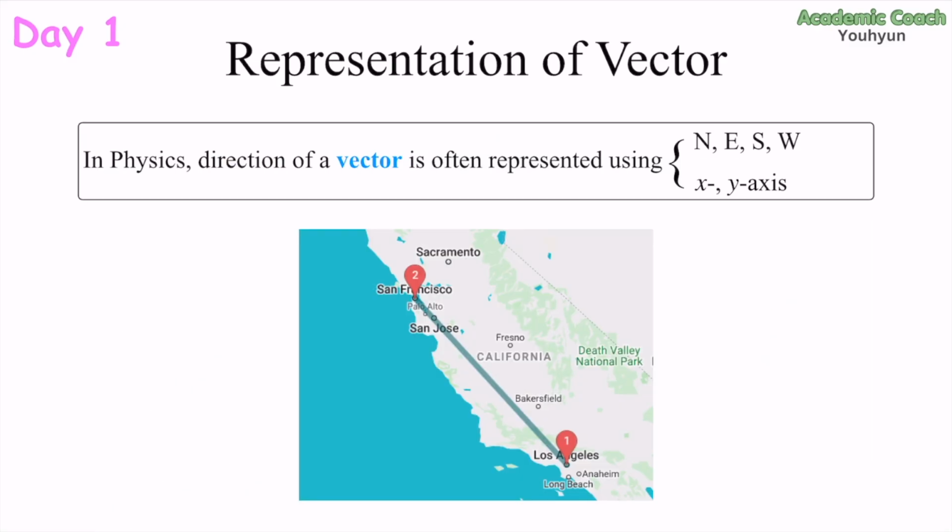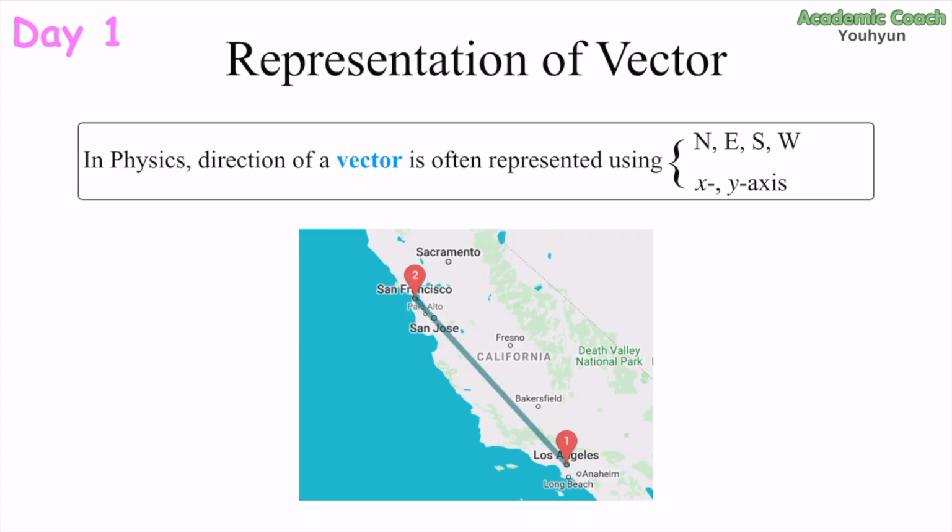Okay. And now let's talk about how we can find that angle theta. So instead of saying the right top corner or northeast or southwest, we want to be very specific about the direction when it comes to physics. And in physics, direction of a vector is often represented using north, east, south, west, or by referring to x-axis or y-axis.